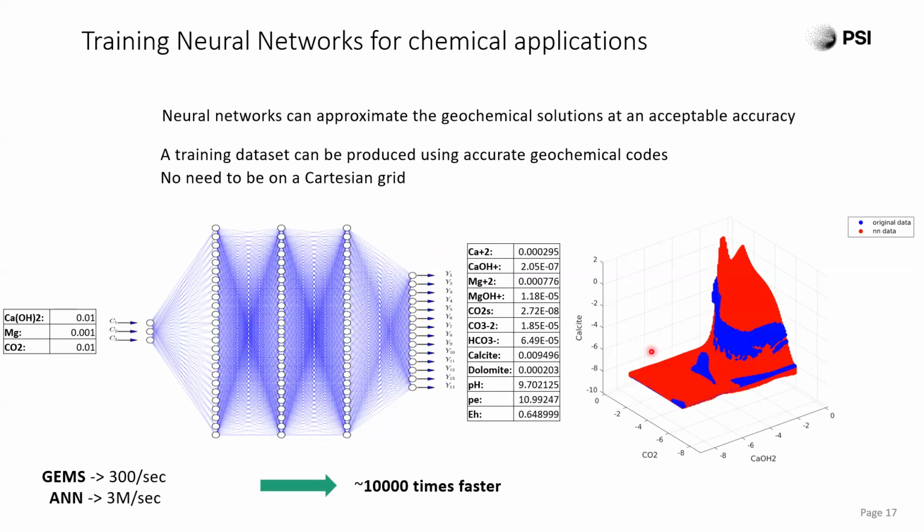Why do we do that? It's because the geochemical solver can provide, on the same CPU core, on the same computational system, only 300 equilibrations per second. This is the limit of the geochemical solver, while the neural network can go at a rate of 3 million per second.